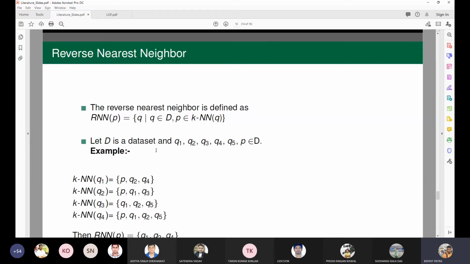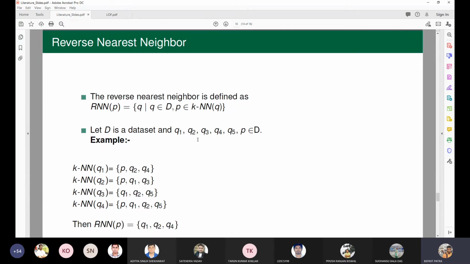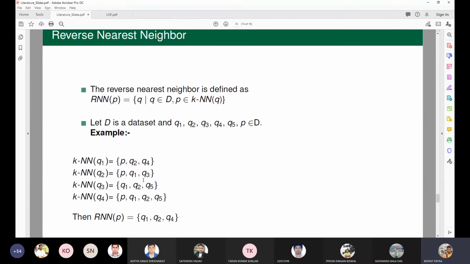So let's say we have a data set here, that is Q1, Q2, Q3, Q4, Q5 and P as a point. And what you do is compute the k nearest neighbor of all points. So let's say the k nearest neighbor of a point is P, Q2, Q4. The k nearest neighbor of Q2 equals P. I also told you what reverse k nearest neighbor is in the NBC algorithm, right? Yes, sir. So you know what reverse k nearest neighbor is.